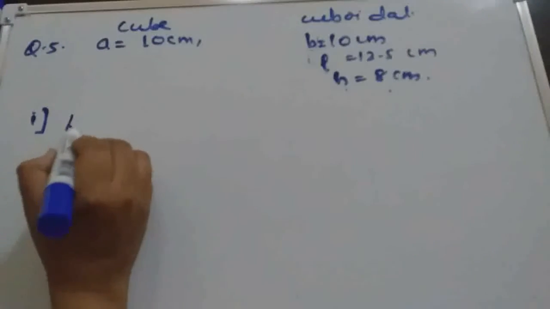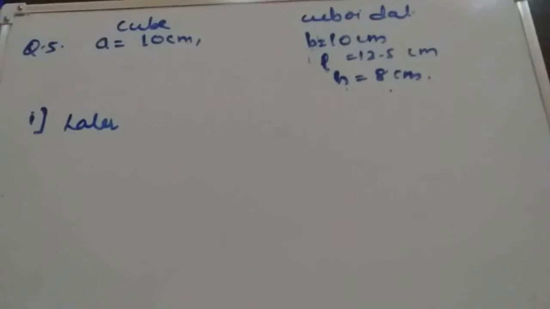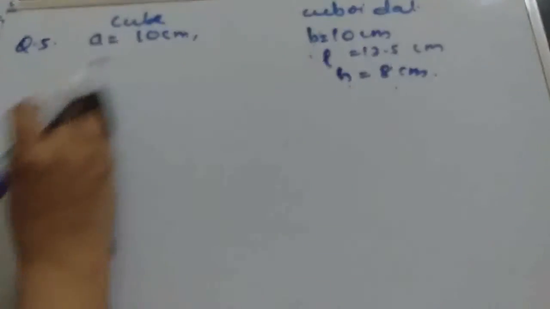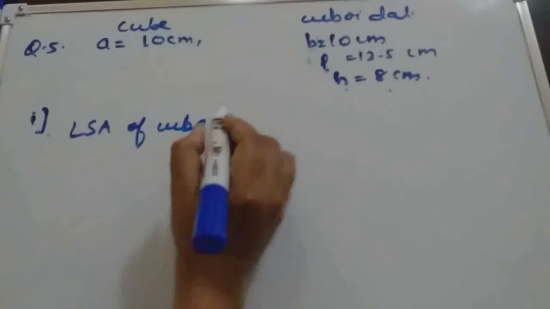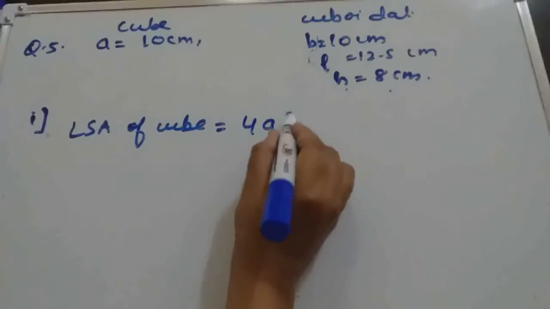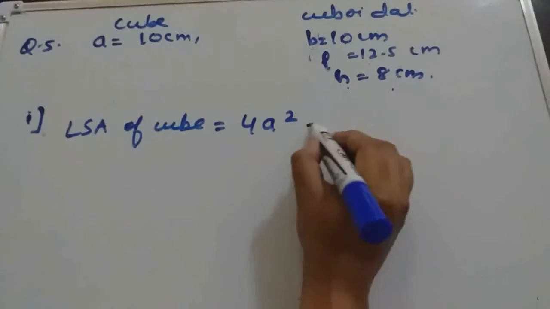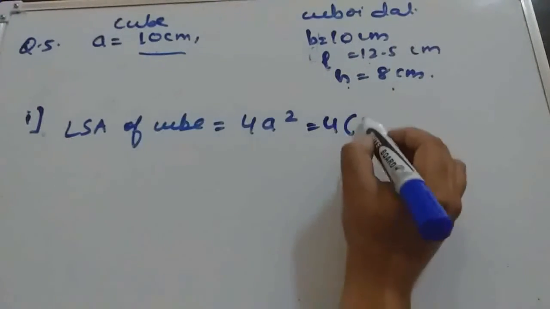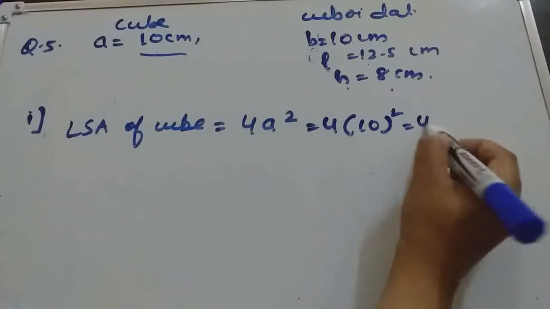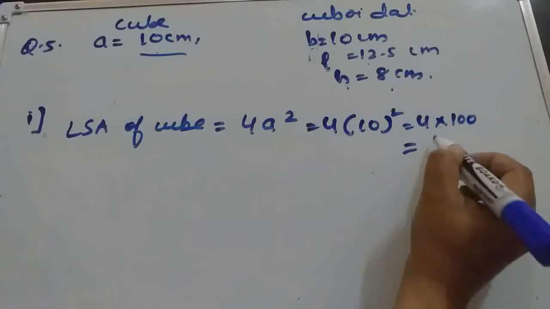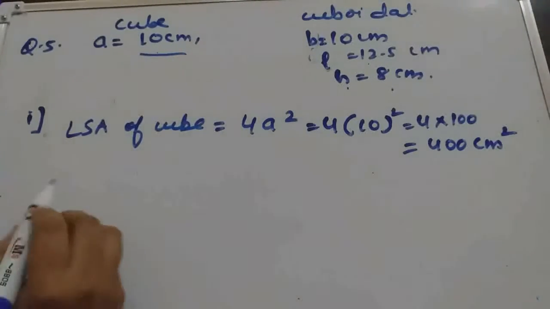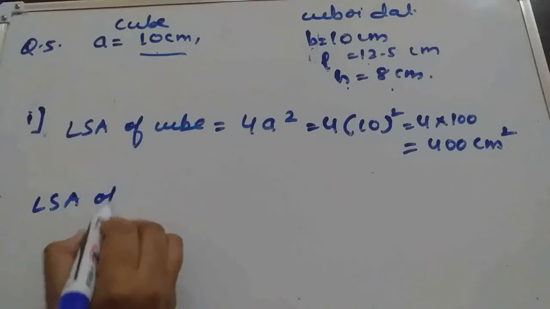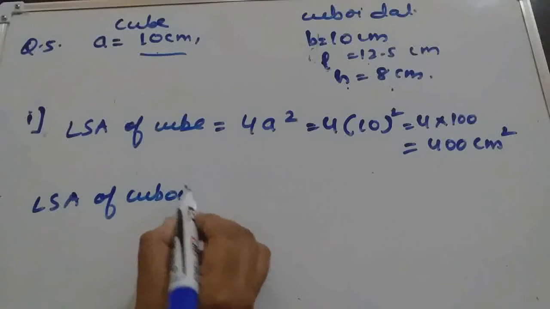So first, lateral surface area, or LSA, I will write in short form. LSA of cube. We know the formula: 4a square, isn't it? So a we got as 10, so 10 square. So 4 into 100, answer is 400 centimeter square. Now we will find LSA of the cuboidal box, that is the cuboid.